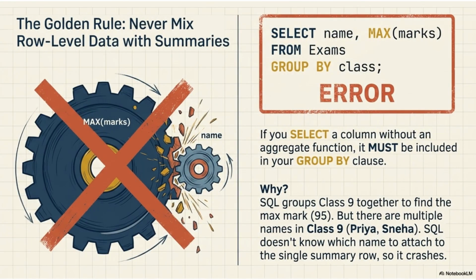Remember the golden rule: never mix row-level data with summaries. If you select a column that isn't part of an aggregate function, it must be included in your group by clause, otherwise the query will fail.